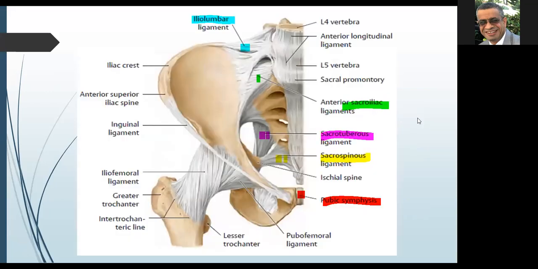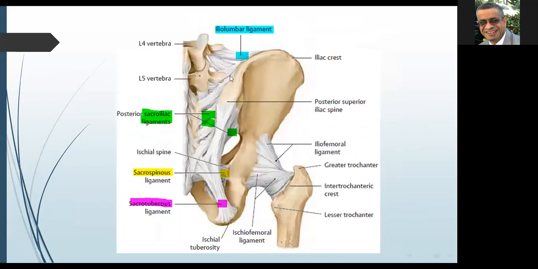In this picture, we can see the sacroiliac ligament, sacrotuberous ligament, and sacrospinous ligament. And this is the iliolumbar ligament. And from posterior, this is the sacroiliac ligament. And this is the iliolumbar ligament. And the sacrospinous and sacrotuberous.